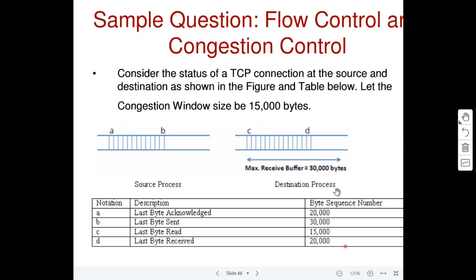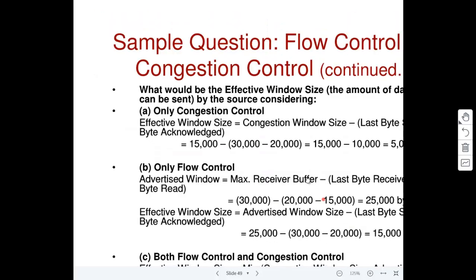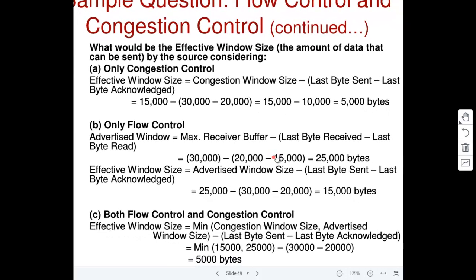So now what we want to estimate is how much more the sender could send, which is called the effective window size. Now we need to compute this considering all three: only congestion control, only flow control, and both flow control and congestion control. Of course, in the real world, we do both flow control and congestion control, but for theoretical purposes, we should be able to also do the math by considering only one of the two. So let us say we consider only the congestion control. That means we are discarding the advertised window size. So again, each time we want to measure the effective window size.